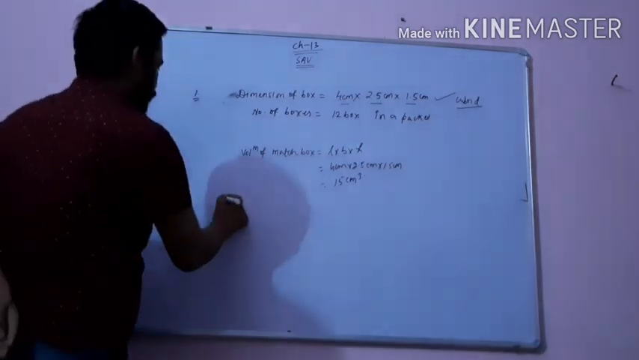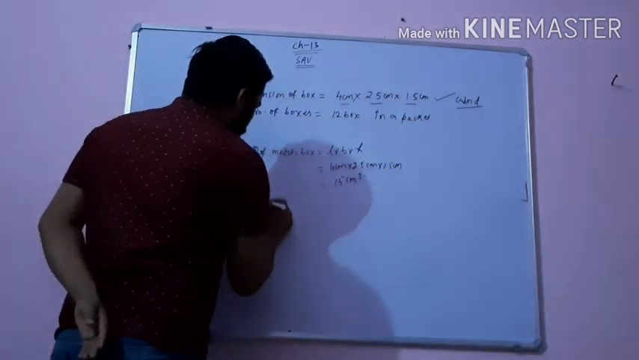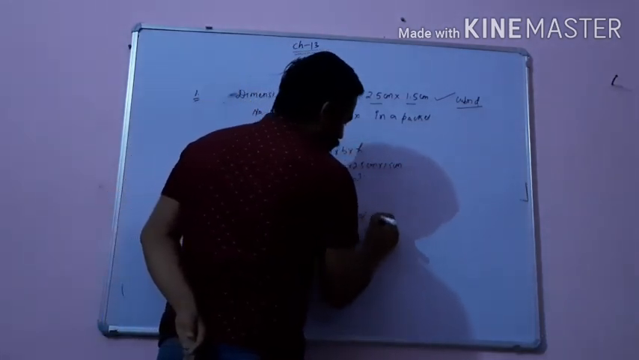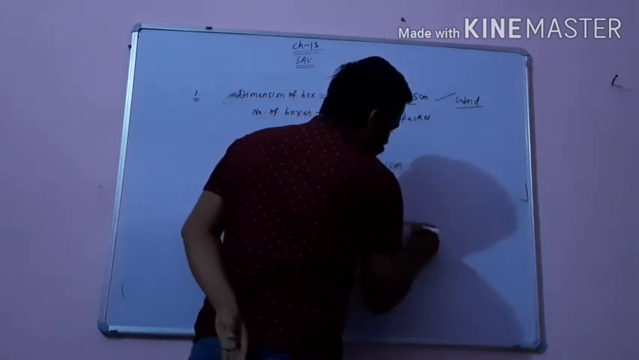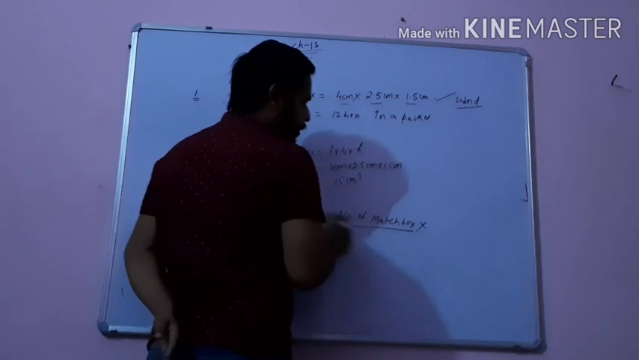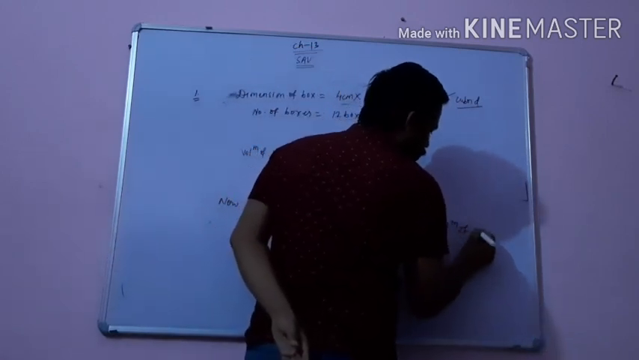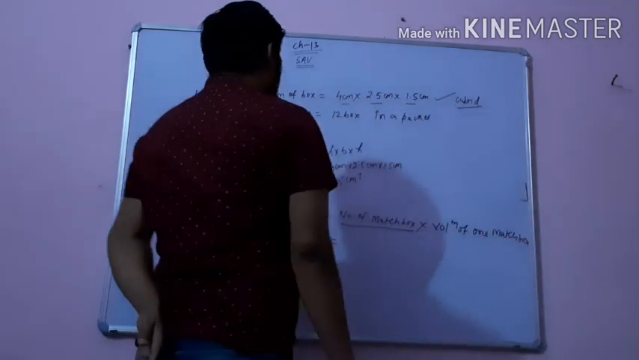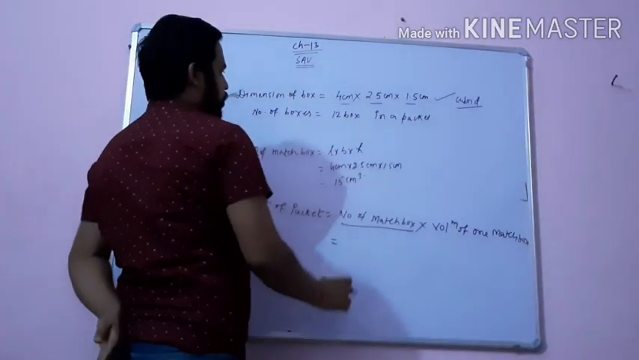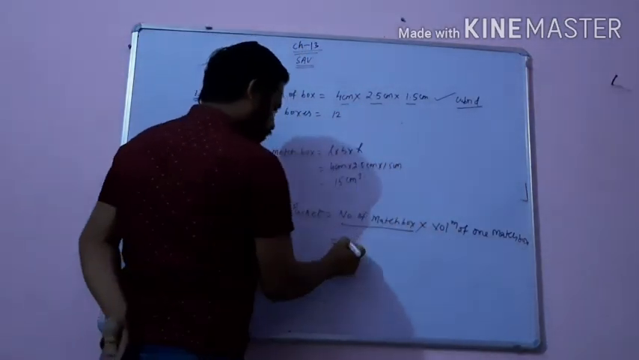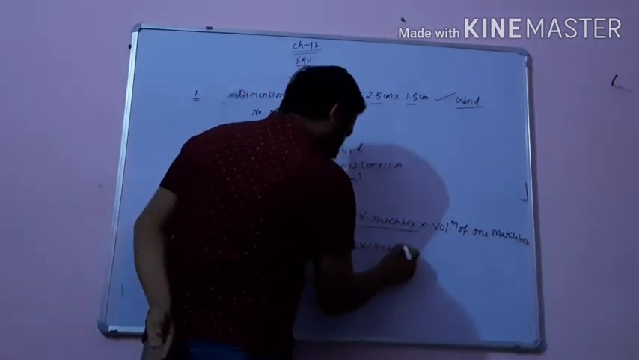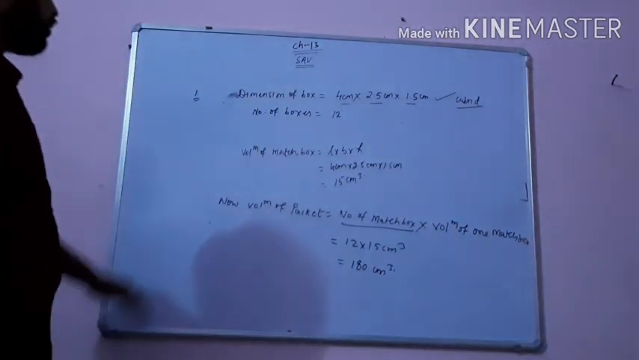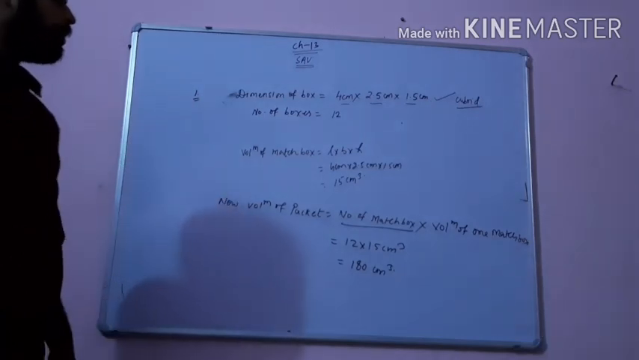Now, the volume of the packet will be the number of matchboxes multiplied by the volume of one matchbox. There are 12 multiplied by 15 centimeter cube, that is 180 centimeter cube will be the volume of the packet. The volume of the packet will be 180 centimeter cube.